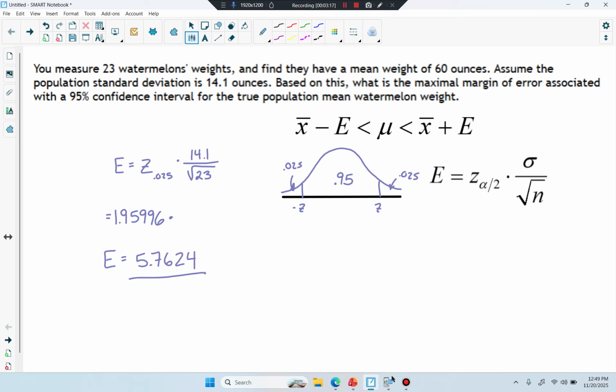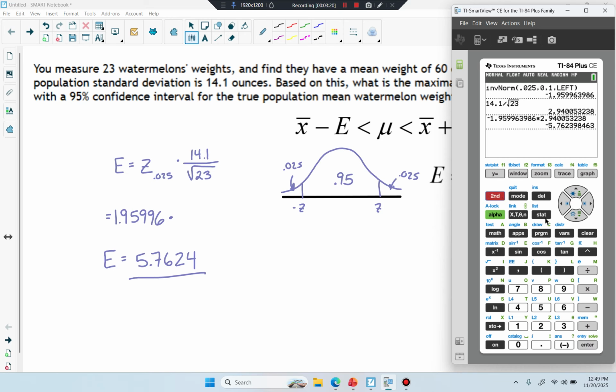Another way you could do this is you could actually just calculate the confidence interval in the calculator. If you hit stat, go to tests, we're doing a z interval. Just scroll down there to z interval. I'm going to input stat. The population standard deviation is 14.1. X bar is 60. My sample size is 23, and I want a confidence level of 0.95. If I calculate that, I get my bounds, right?